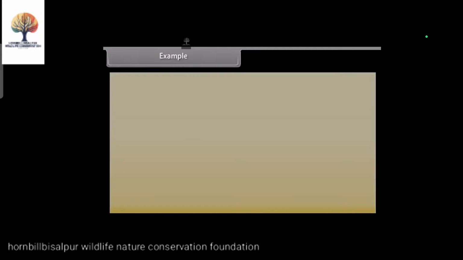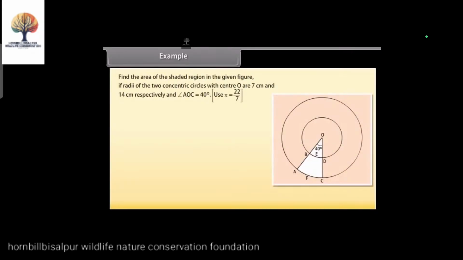Example. Find the area of the shaded region in the given figure if the radii of the two concentric circles with center O are 7 centimeter and 14 centimeter respectively, and angle AOC is 40 degree. Use pi as 22 upon 7. Radius of inner circle equals 7 centimeter. Radius of outer circle equals 14 centimeter.